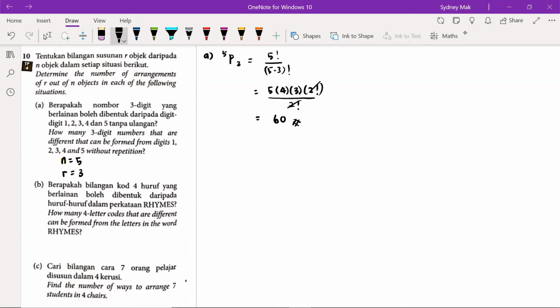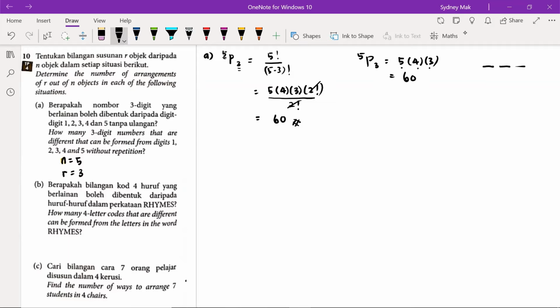From the formula, you will notice that the shortcut for 5P3 is that we just count down from 5: 5 times 4 times 3. We only multiply 3 numbers from 5 downwards. Therefore, we got 60. This is by using the formula, but the shortcut. Another way is by the empty slot. We use the slot method.